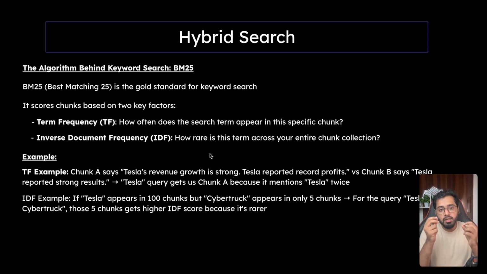Let's say the user uses a particular term in their search query, and that term is only available in 1 out of 100 chunks. In that case, that one chunk is very, very important. So we are going to retrieve that. That needs to be absolutely retrieved. That is what inverse document frequency does. So a combination of TF and IDF gives rise to BM25.